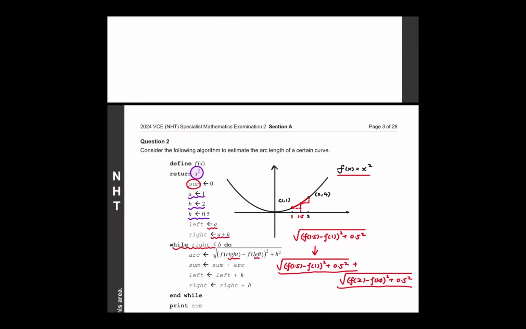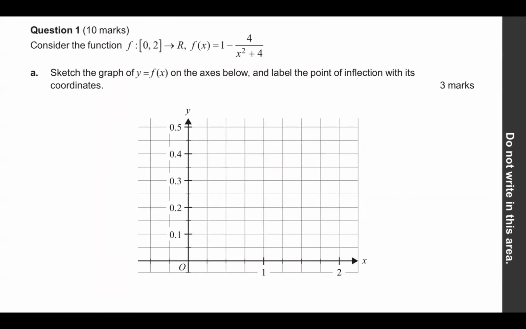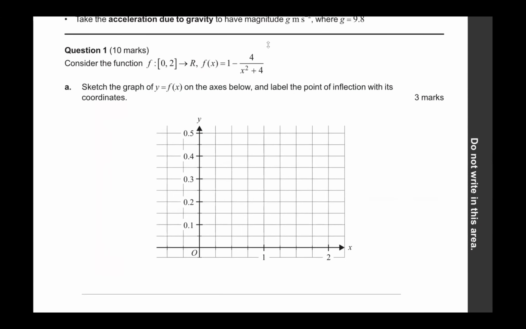Let's have a quick look at the extended response questions. For the extended response questions, I'll only use my CAS calculator where I feel necessary, okay? So question 1, 10 marks, a rational function question. Sketch the graph of f of x on the axis below and label the point of inflection with these coordinates.